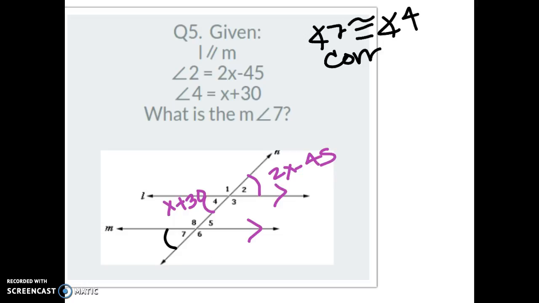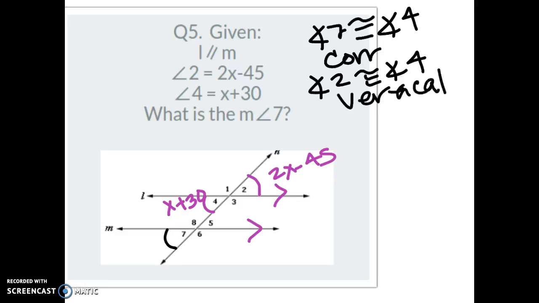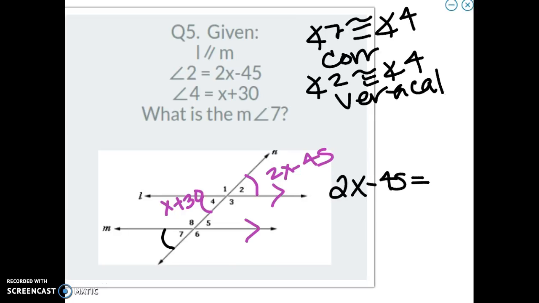But angle 2 and angle 4 have a relationship too. Angle 2 is congruent to angle 4. How do I know this? Vertical angles are congruent. So I can set these two equal to one another. So 2x minus 45 is equal to x plus 30. Now I just need to solve for x.